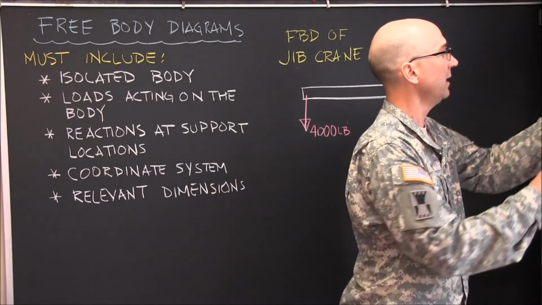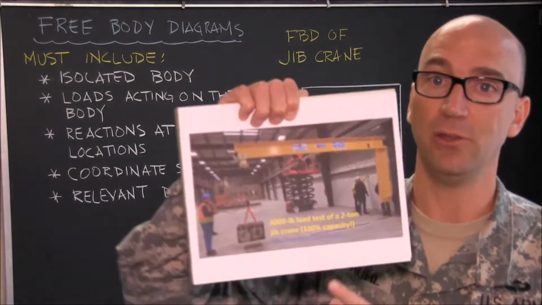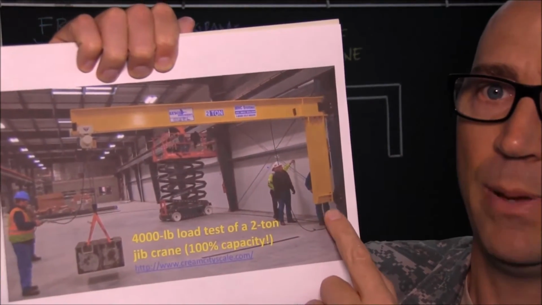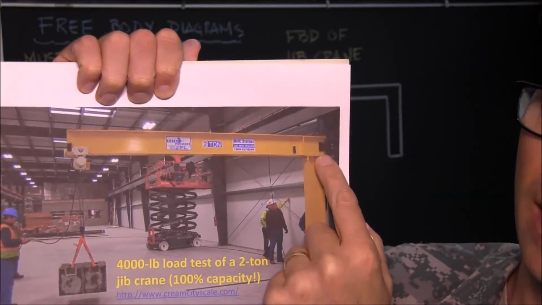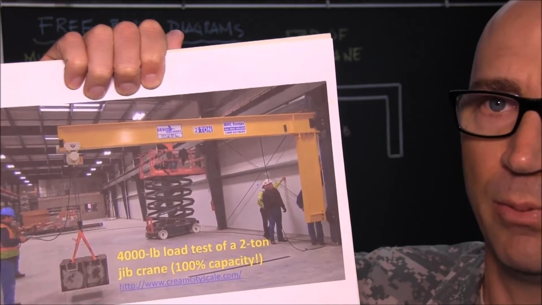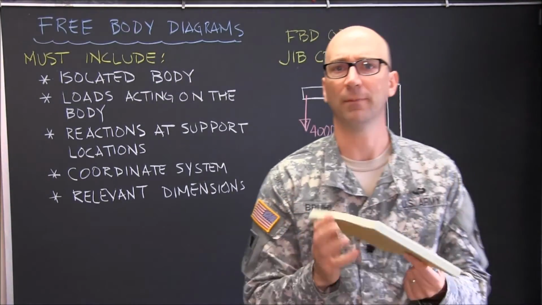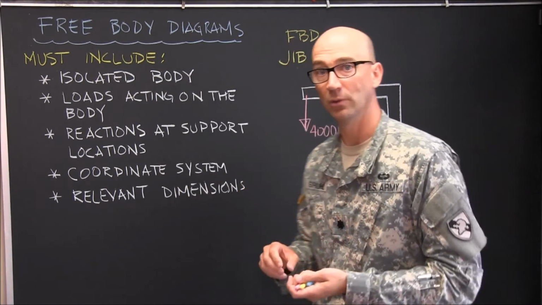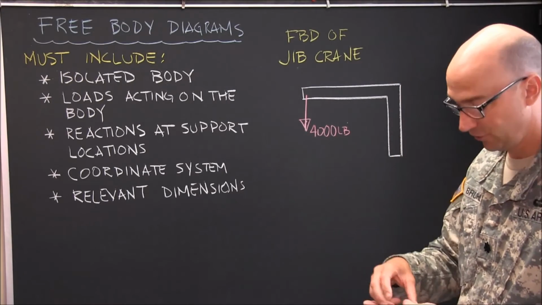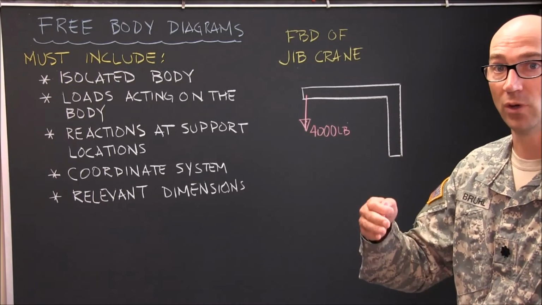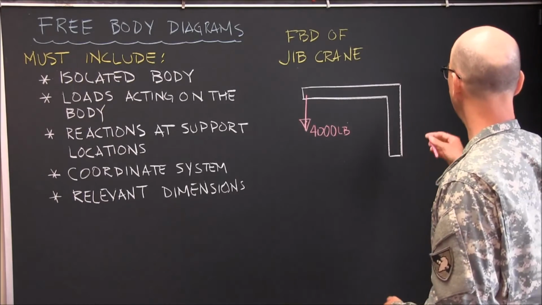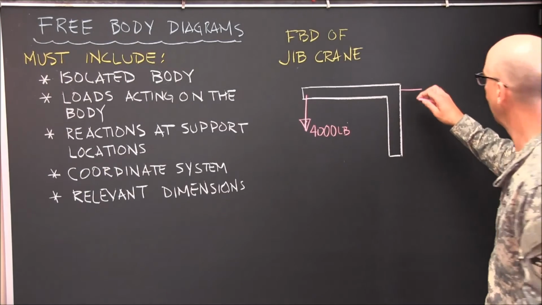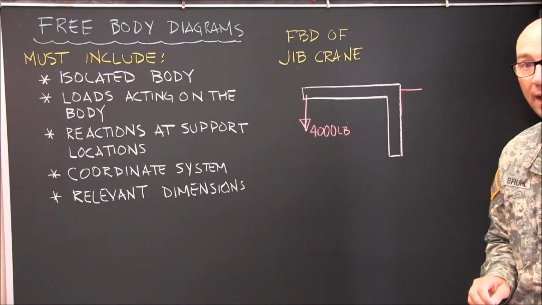Well, if we look closely at this image, or if we pull up the user's manual for this particular crane, we can see that both of these are pins. This location and this location, pin supports. So a pin support does what? It resists translation but allows rotation. So if it resists translation, that means there must be a reaction force resisting that translation. So we know that we must have a force acting horizontally and a force acting vertically at that pin.